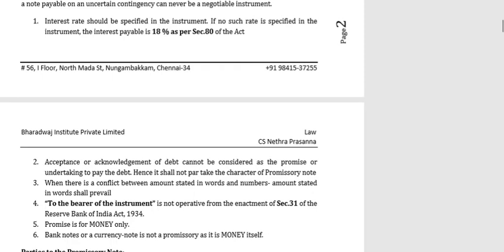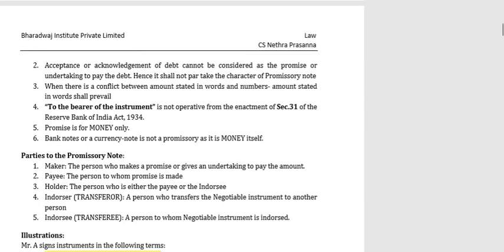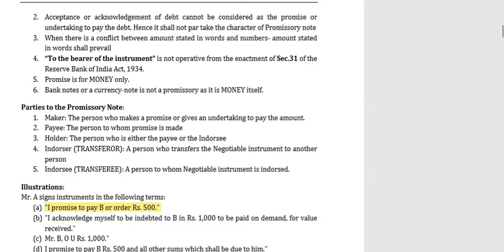Sir, what are the specifications? Interest rate should be specified in the instrument. If no such interest rate is specified, then the interest payable is 18%. Then, acceptance or acknowledgement of the debt cannot be considered as a promise or undertaking to pay the debt. Hence, it shall not take on the character of a promissory note.